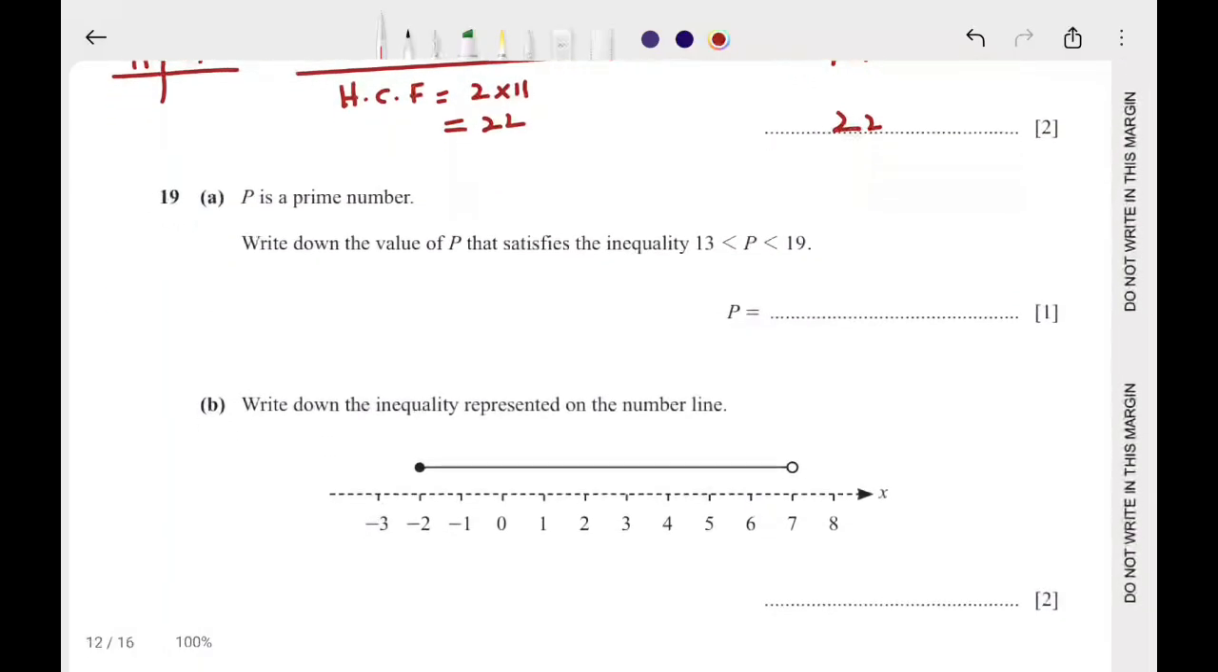Next question. P is a prime number. Write down the value of P that satisfies the inequality. This is an inequality and we have to write a prime number. The prime numbers greater than 13: it's not 15, not 16, yes 17, and not 18, but we have to write less than 19, so 17 would be the answer.